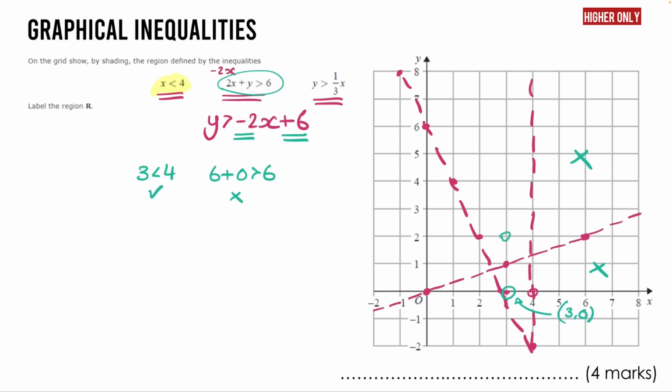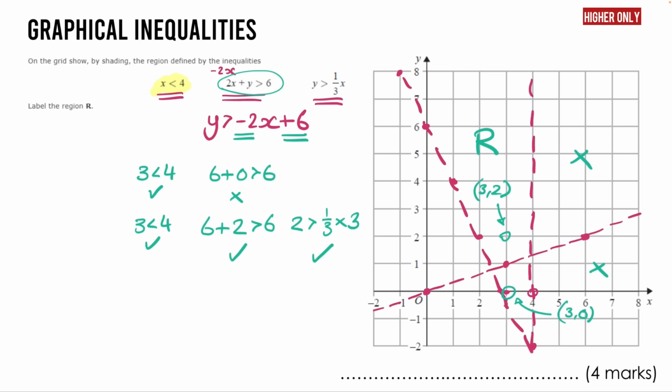So let's pick this one just above, which is (3, 2). And we'll test that one out. So x has got to be less than 4, so 3 is less than 4. Yes. For the next one, 2 lots of x, 6, plus y, 2, has to be greater than 6. Well, 8 is greater than 6, so that works. And y has to be greater than a third of x. So 2 is the value of y. Is that greater than 1/3 of x? Well, a third times 3 is equal to 1. 2 is greater than 1, so that works.